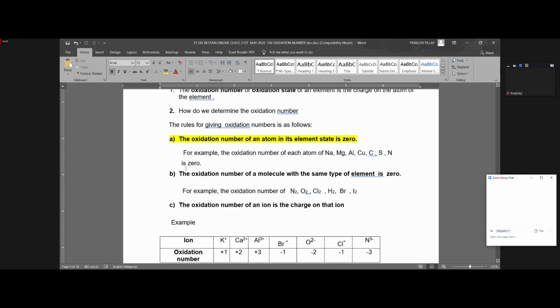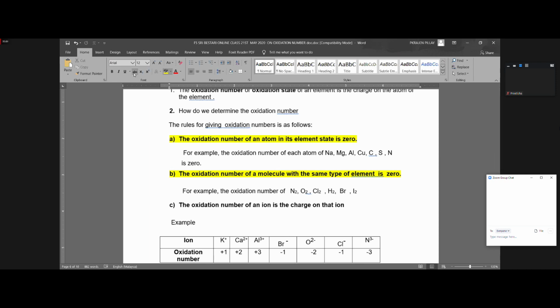If I just give you Na, what is the oxidation number? 0. If I give you magnesium, 0. Like that. Okay, first rule. Second rule is oxidation number of a molecule with the same type of element is also 0. Can you see? Molecule N2, same type of element, so oxidation number is 0. O2 is 0. Cl2 0. H2 0. Sorry, this one Br2.